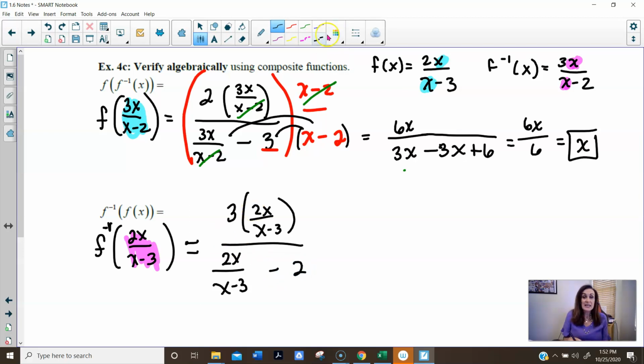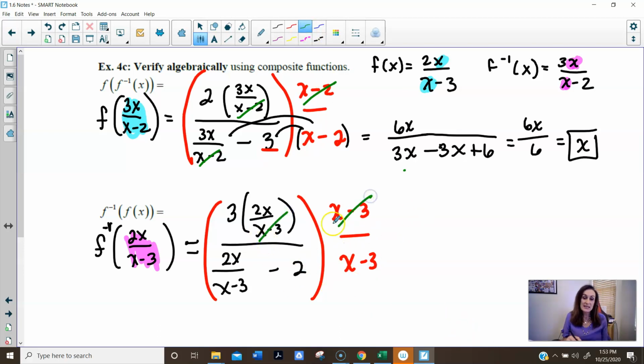Now you're going to see that I have x minus 3 as denominators. So I'm going to multiply this whole complex fraction by x minus 3 over x minus 3. Now the x minus 3's will cancel, leaving me 6x. 3 times 2 is 6x. And then in the denominator, the x minus 3 has to be multiplied to both parts because of the subtraction. So the first part, the x minus 3 cancels with the x minus 3, and I have 2x.